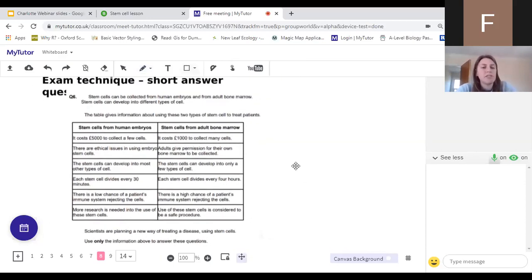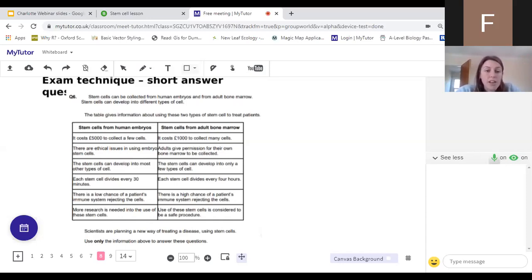So we've got a nice bit of information here, a good table. Stem cells can be collected from human embryos and from adult bone marrow. Stem cells can develop into different types of cells. The table gives information about using these two types of stem cell to treat patients. So really nice summary table here. Stem cells from human embryos cost £5,000 to collect a few cells, whereas stem cells from adult bone marrow cost £1,000 to collect many cells. So bone marrow is slightly cheaper.